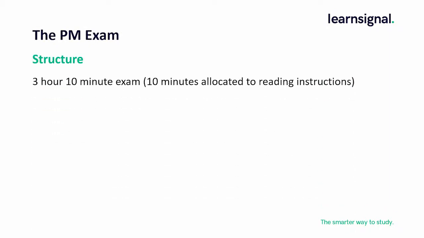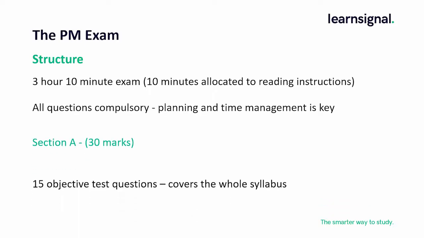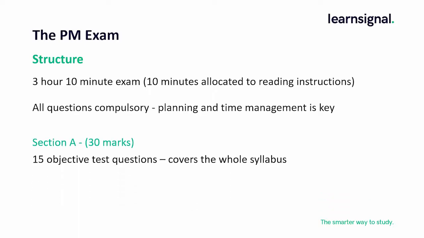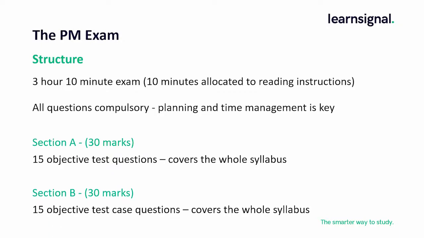This is a 3-hour 10-minute exam with the first 10 minutes allocated to reading the CBE instructions. All questions are compulsory, so planning and time management are vital throughout the exam. Section A is worth 30 marks and has 15 objective test questions. Section B is also worth 30 marks and has 15 objective test case questions. You'll be provided with 3 cases and 5 questions will be asked on each. Both Section A and Section B can come from anywhere in the syllabus.